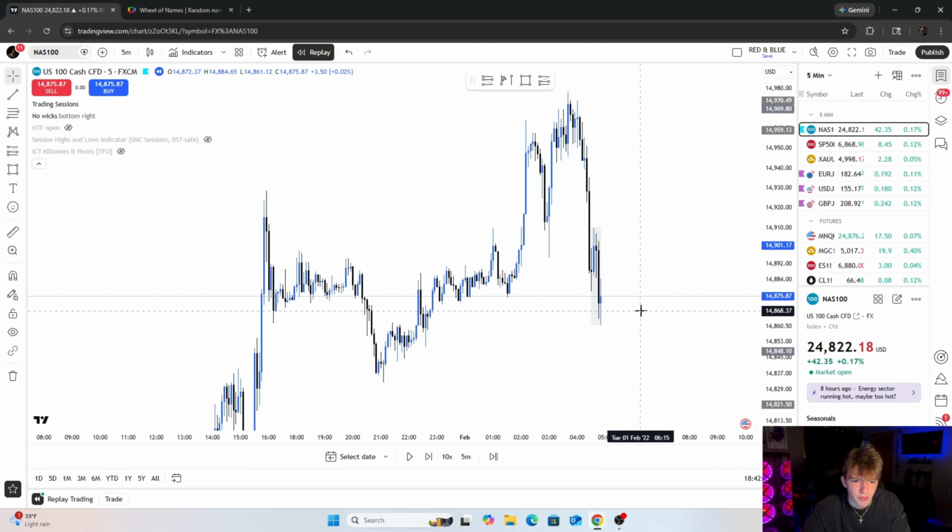We actually already have a demand right here that just tapped. So this is pretty much what I was just talking about before. A valid demand zone, level of liquidity. See where we're at on our time frame here.